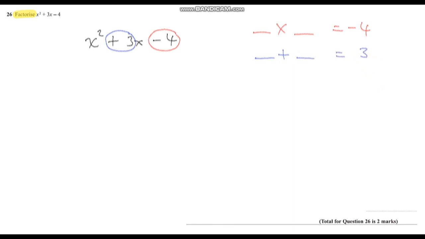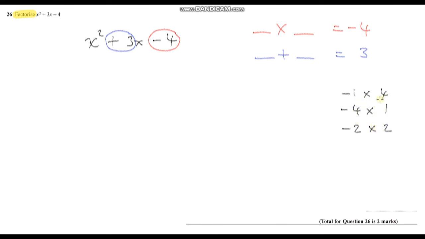So what numbers can we think of, first of all, that multiply together to get -4? Let's write them all down. We could have -1 multiplied by 4. That will give us -4. We could have -4 multiplied by 1. We could have -2 times 2. And I think that's it, actually. I don't think there are any others. So these are the candidates.